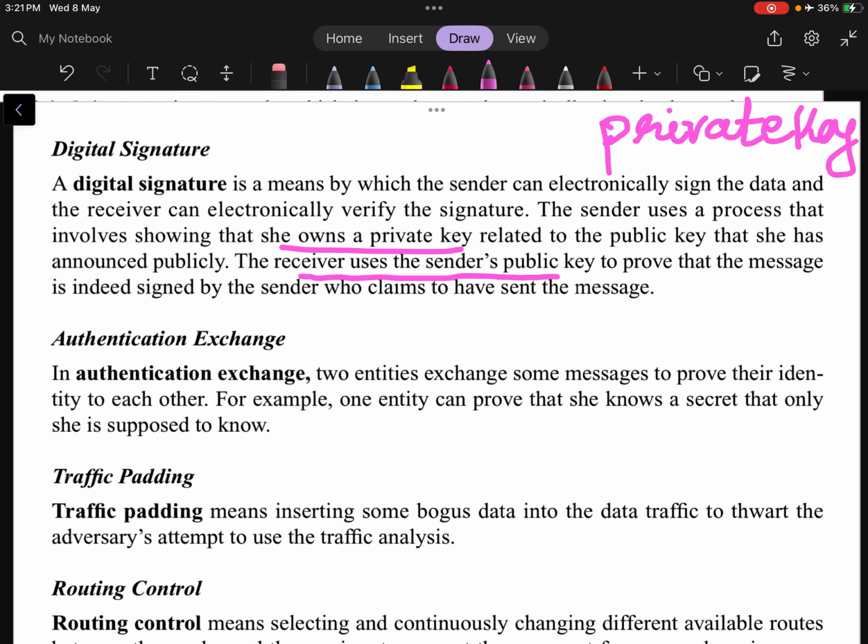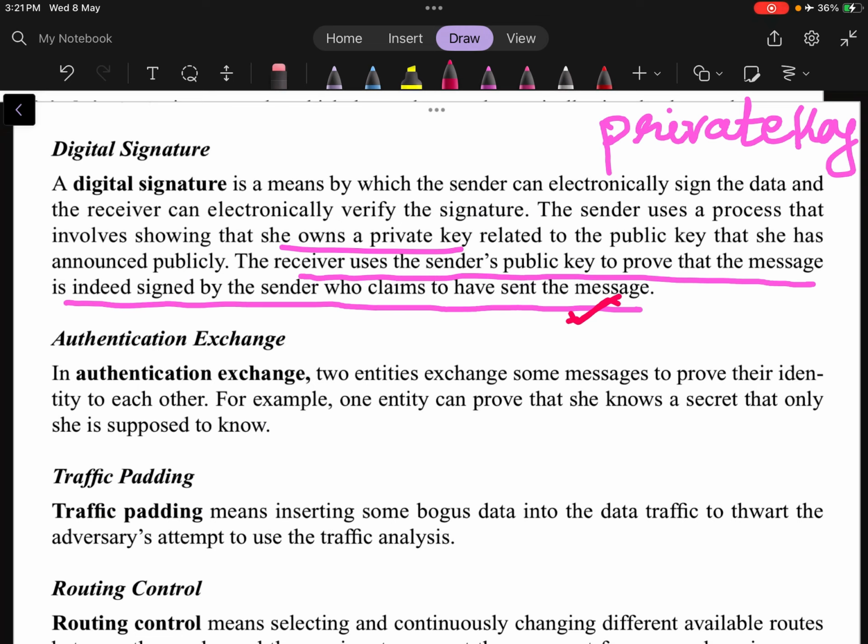The receiver uses the sender's public key to prove that the message is indeed signed by the sender who claims that the message has been sent. This will prevent repudiation. That means the sender cannot say that now I have not sent the message. Okay, he has to stick to his words that he has sent the message.